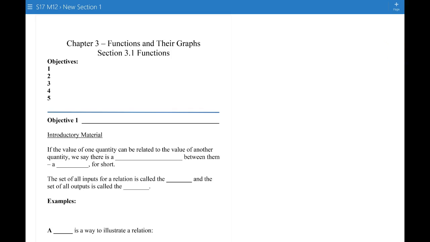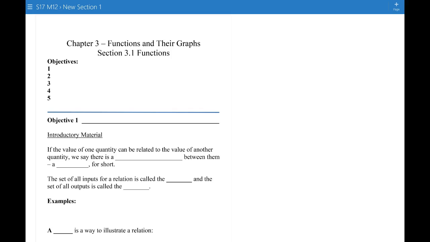So chapter 3 is all about functions and their graphs. In section 3.1, we're just going to talk about functions generally. We're first going to determine whether a relation is a function. So we'll need to talk about what is a relation, and then how do we decide if it's a function.